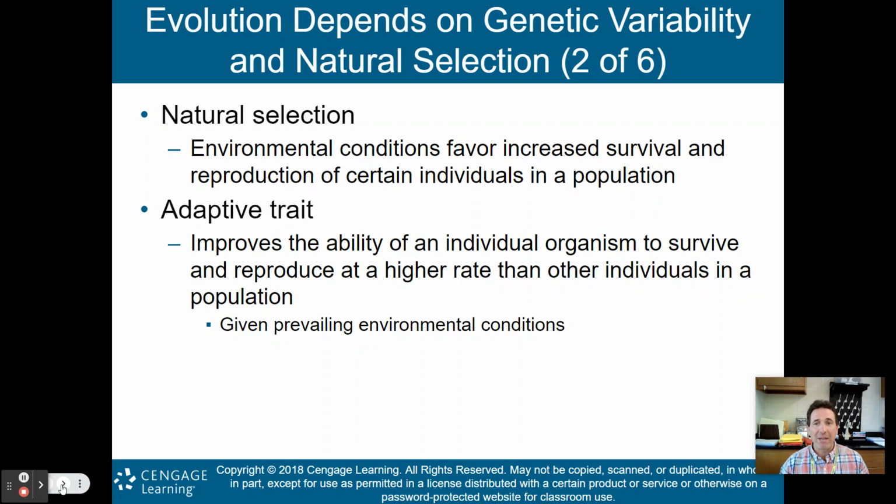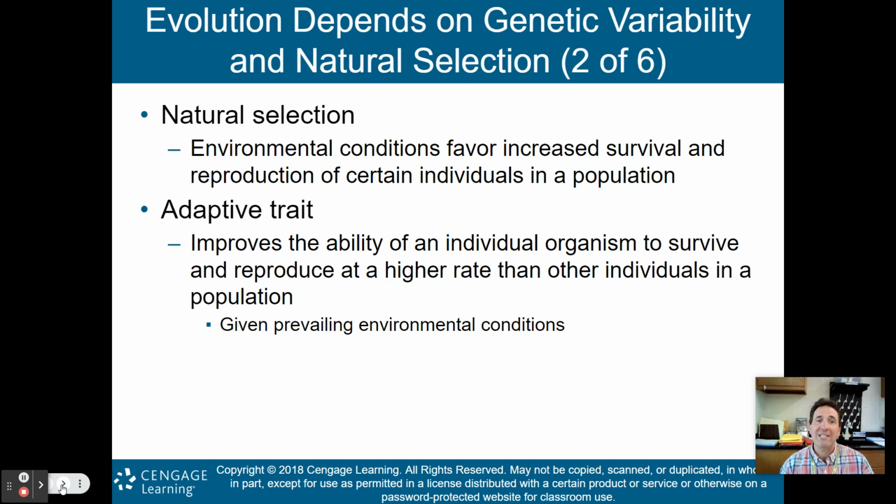Again, it's these environmental conditions that favor increased survival and reproduction with certain traits. What is an adaptive trait? That improves the ability of an individual organism to survive and reproduce at higher rates than other individuals in a population, given the prevailing environmental conditions. And that's basically evolution in a nutshell, right?